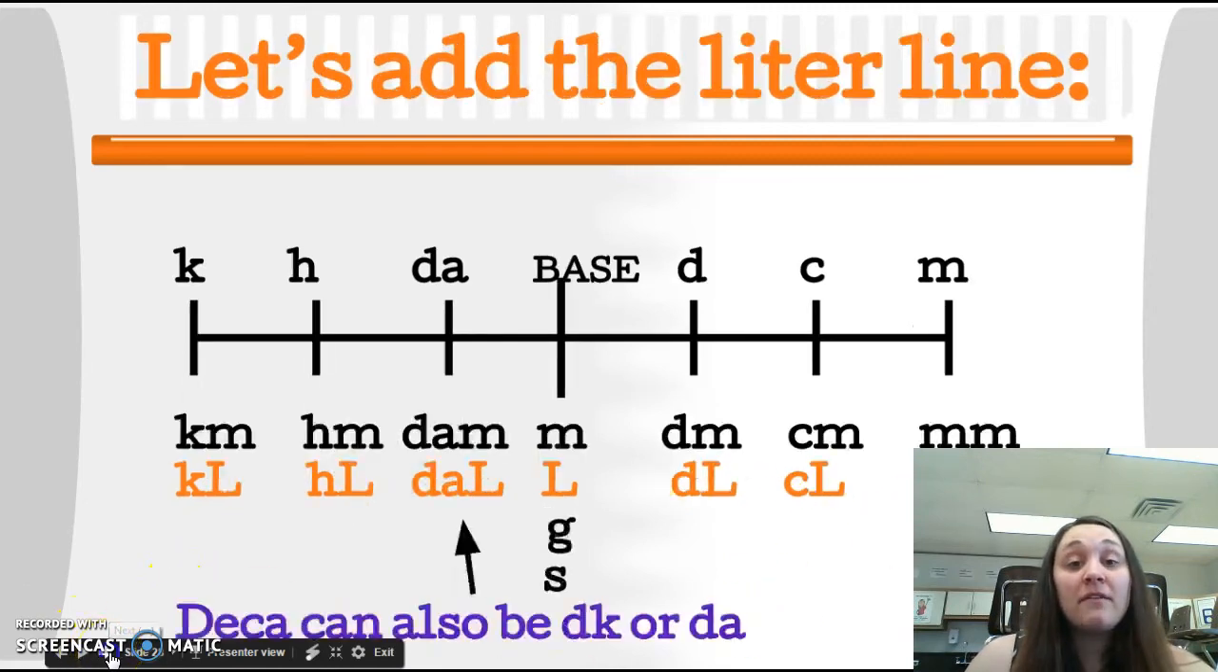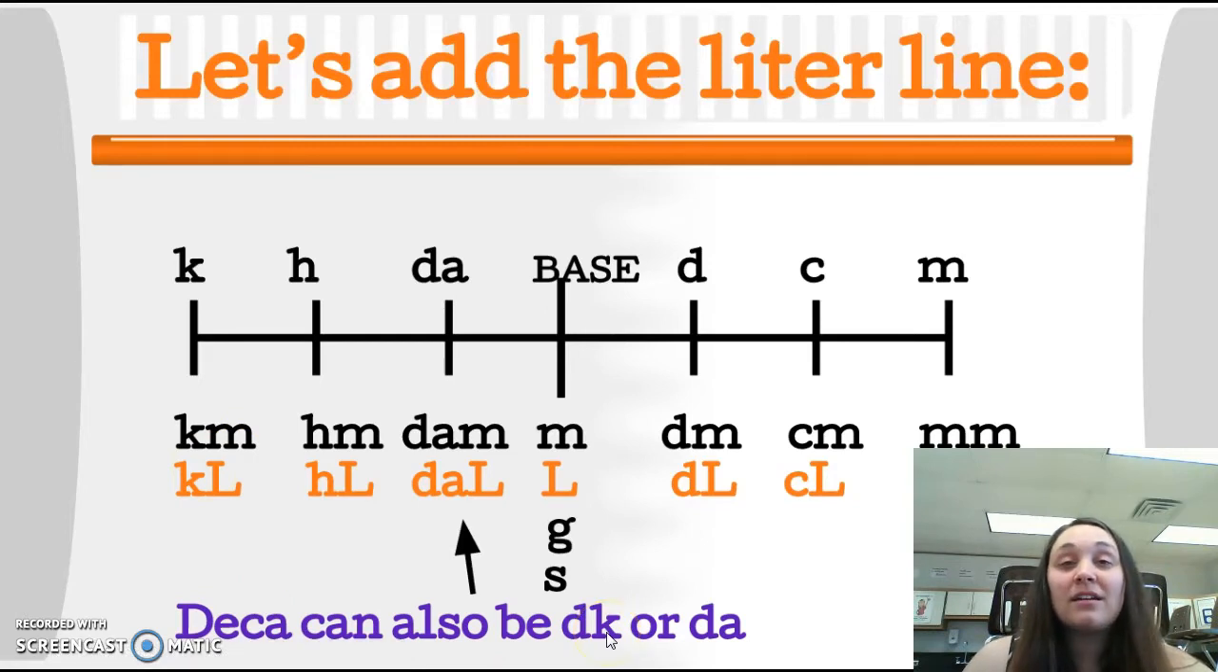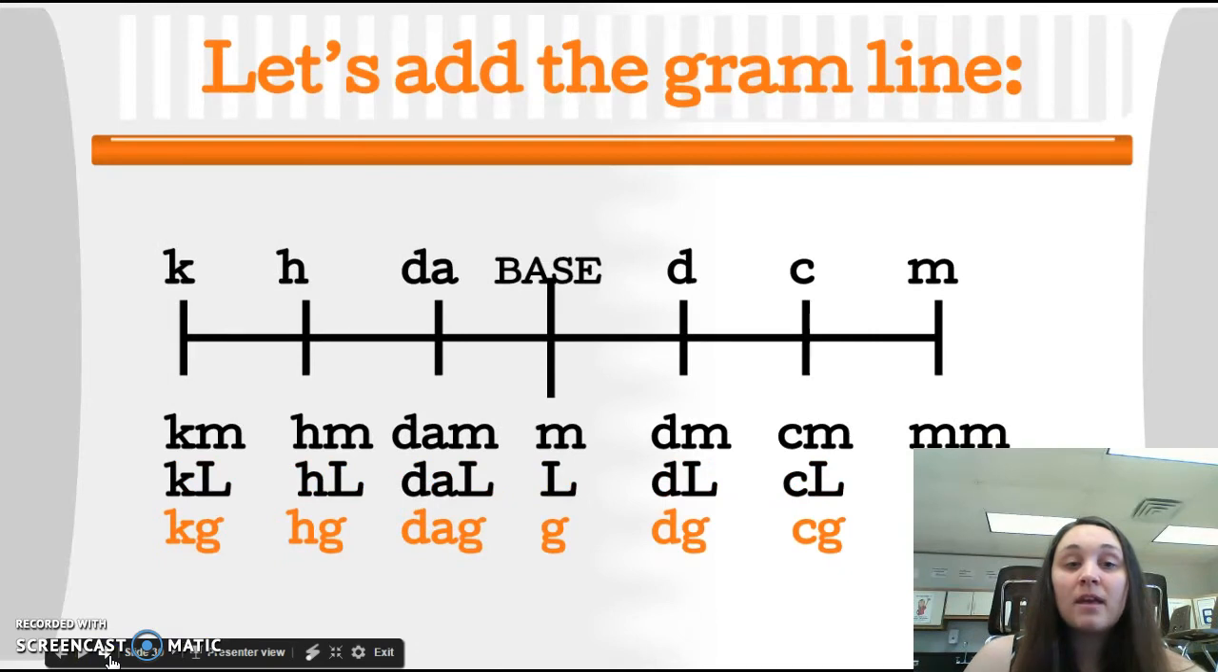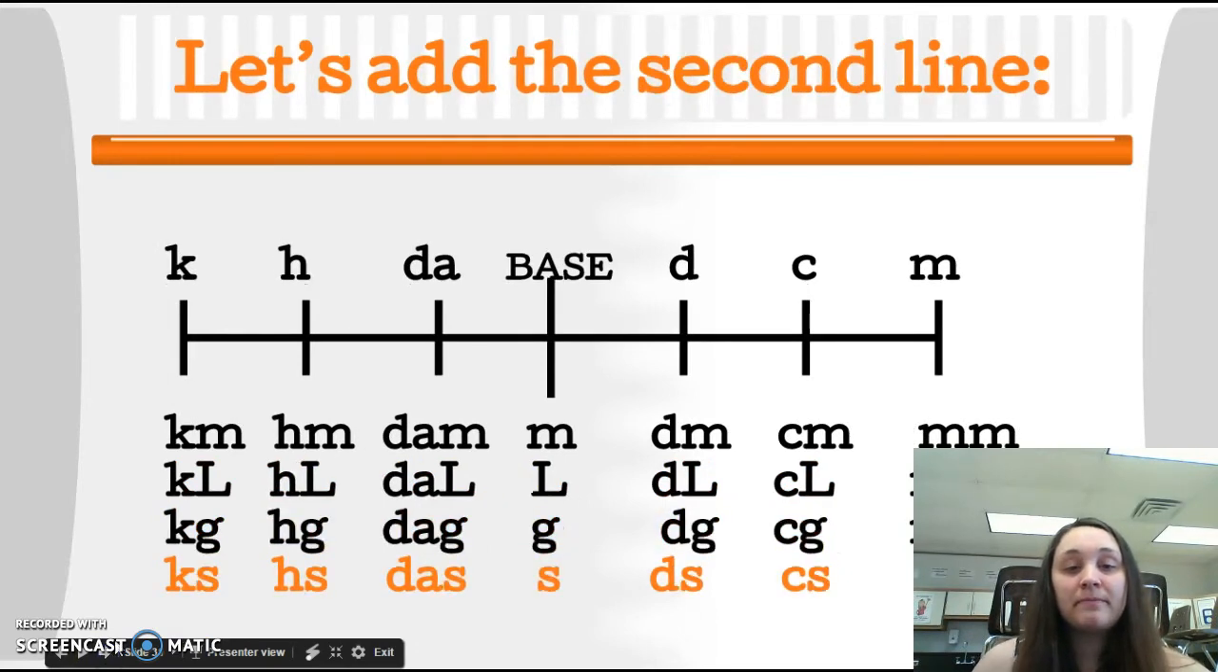So we're going to do the same thing, but for liters this time. So you take the prefix and you add the base unit in order to make that metric abbreviation. Deca can also be listed as DK. So if you see that, it's not common, but if you do see it, it's possible. Do the same thing for grams, and do the same thing for seconds. Okay, so all we did was take the prefix and attach the suffix. Okay, you cannot convert between the base units. So you can't say how many meters are in a second. That doesn't make any sense.